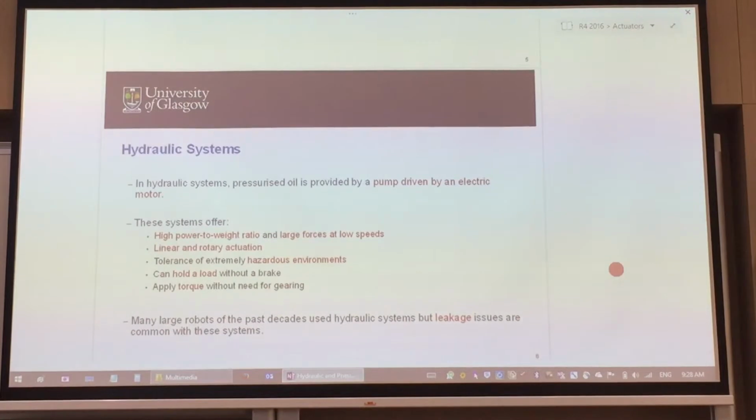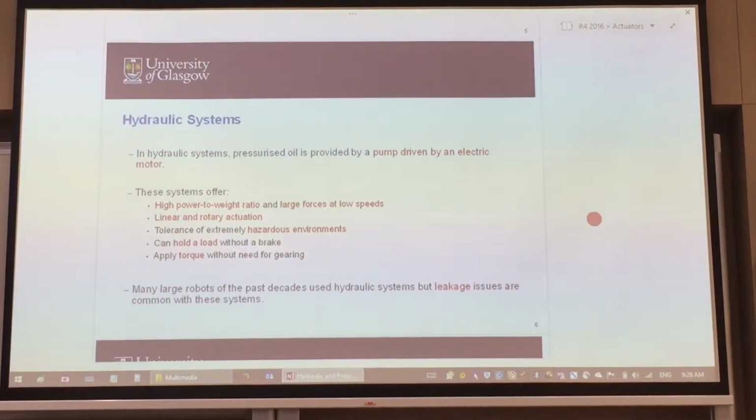So those are the introduction for the various systems. The hydraulic system, as I was saying, requires a pump, so an electric motor is still necessary. This is actually a repeat here. The hydraulic system offers you a high power to weight ratio. You're going to see two types: one is linear, one is rotary. It's good in hazardous environments. You can hold a load without a brake, and you can apply torque without the need of a gearing system.